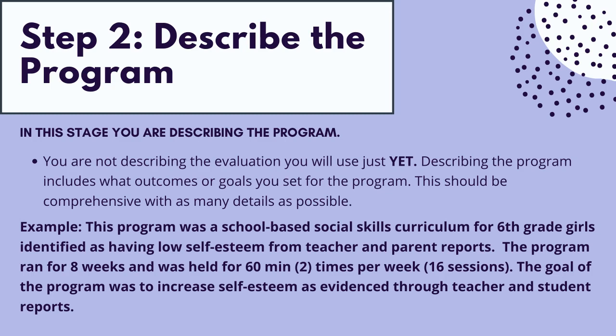But you're going to describe the program, including what outcomes or goals are set for the program or were set for the program. And this should be comprehensive with as many details as possible. So you don't want to just say, I ran a social skills group for middle school girls. That doesn't give us any tangible outcomes, tangible goals, or anything to really measure what was going on.